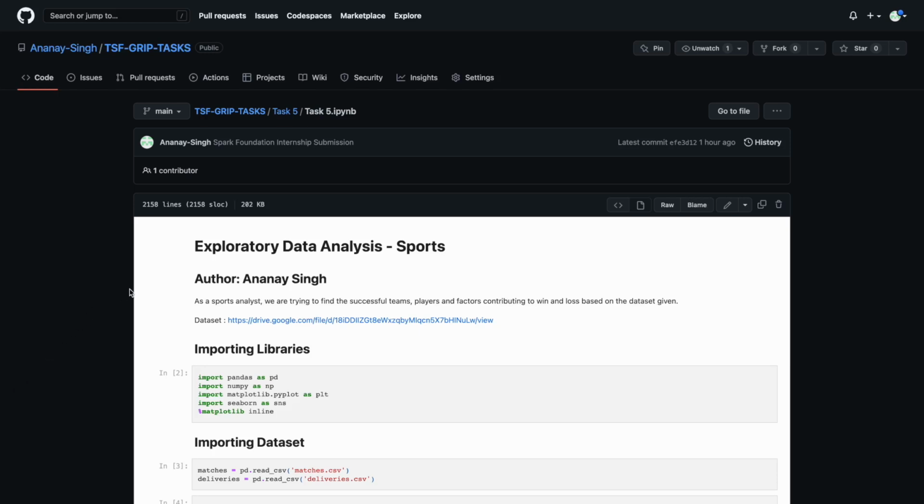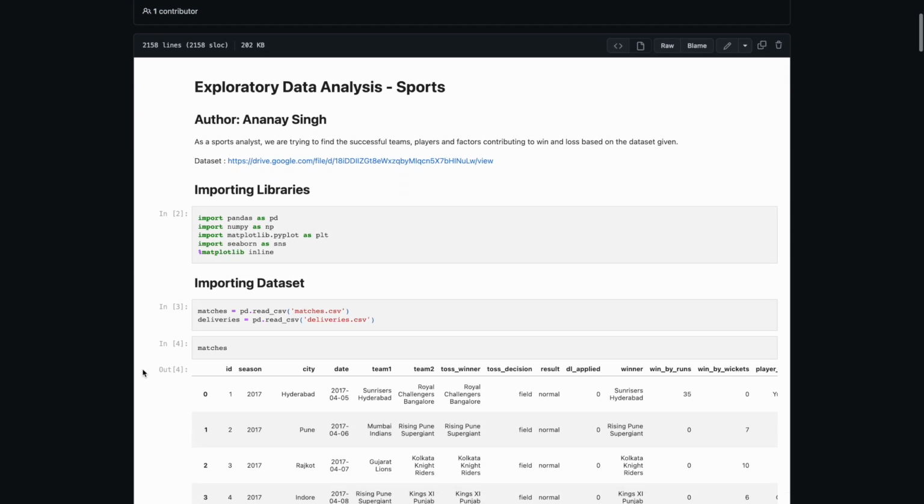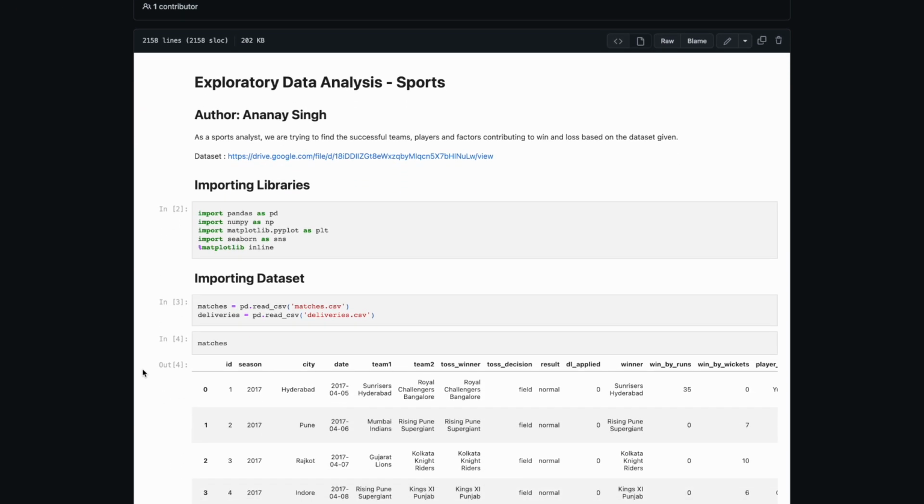Hello everyone. Now we'll be looking into task 5 of the Sparks Foundation GRIP Internship program. This task is exploratory data analysis on the sports data set that we have. We currently have two data sets with us. One is matches and another is deliveries, and we'll be analyzing both the data sets for our results and visualization.